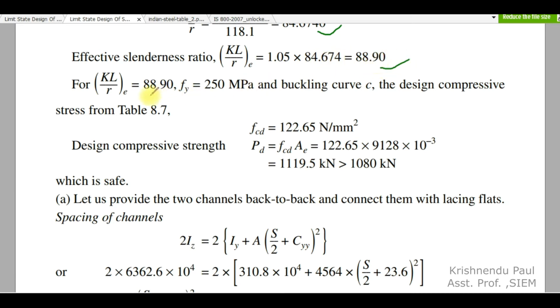Again you have to check the design compressive strength for this KL by r and fy, using table number 9C. So fcd is becoming 122.65. Next is the design compressive strength, Pd equal to fcd into Ae. This is becoming more than the load which is coming on the column. So we can select this column now, as the load carrying capacity of this column is more than the actual load coming on the structure.